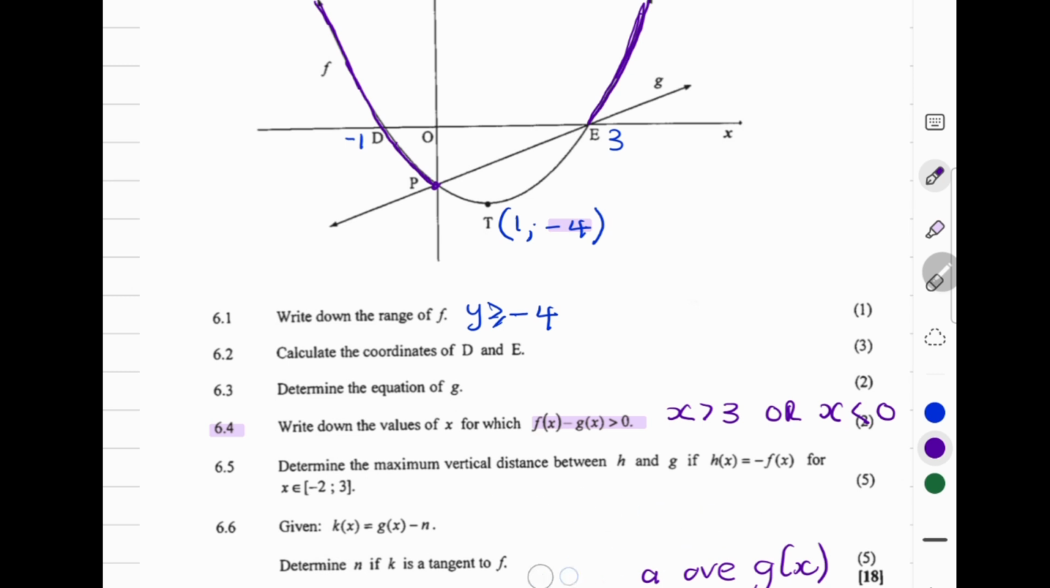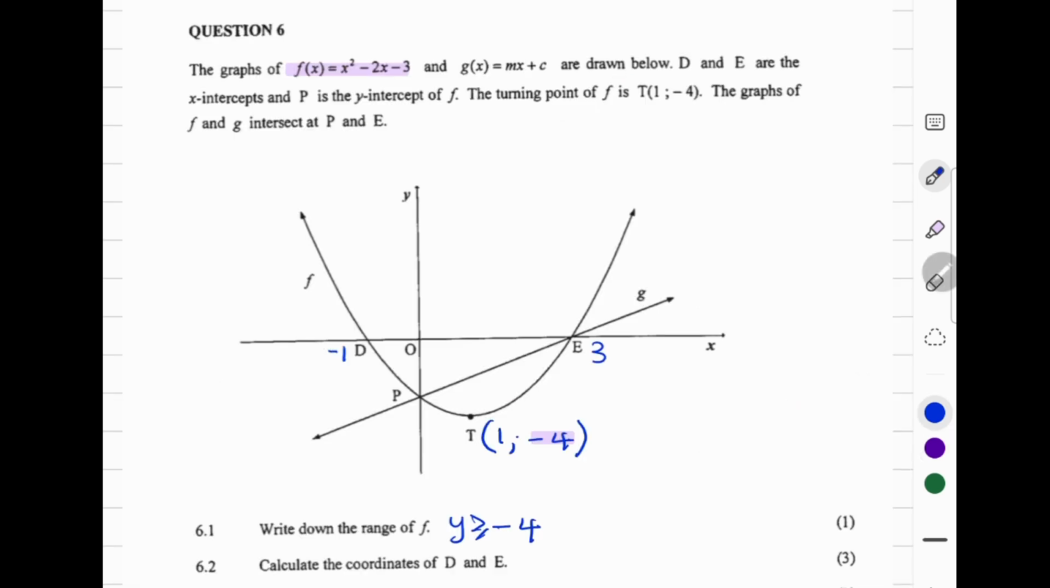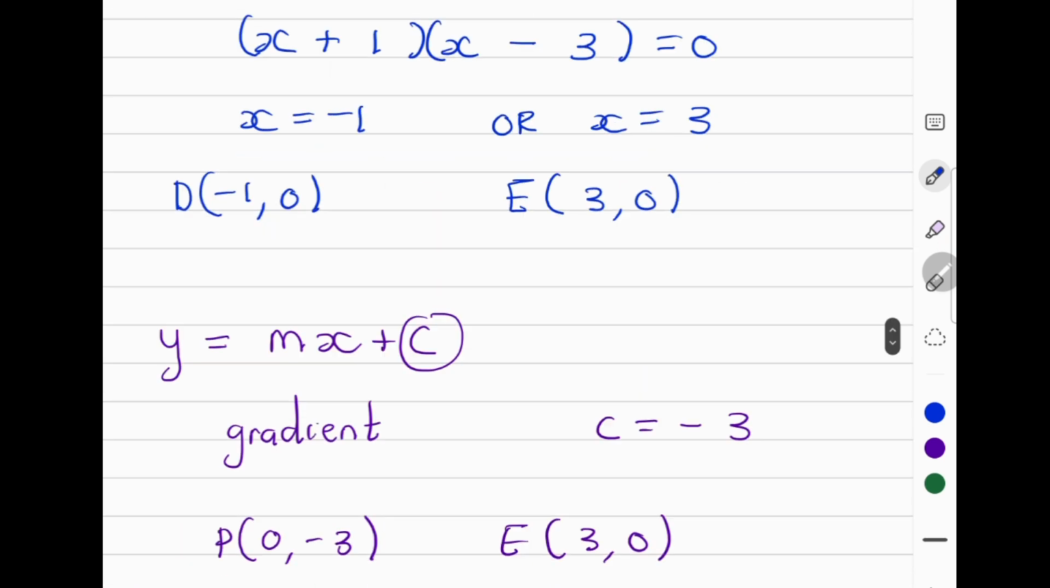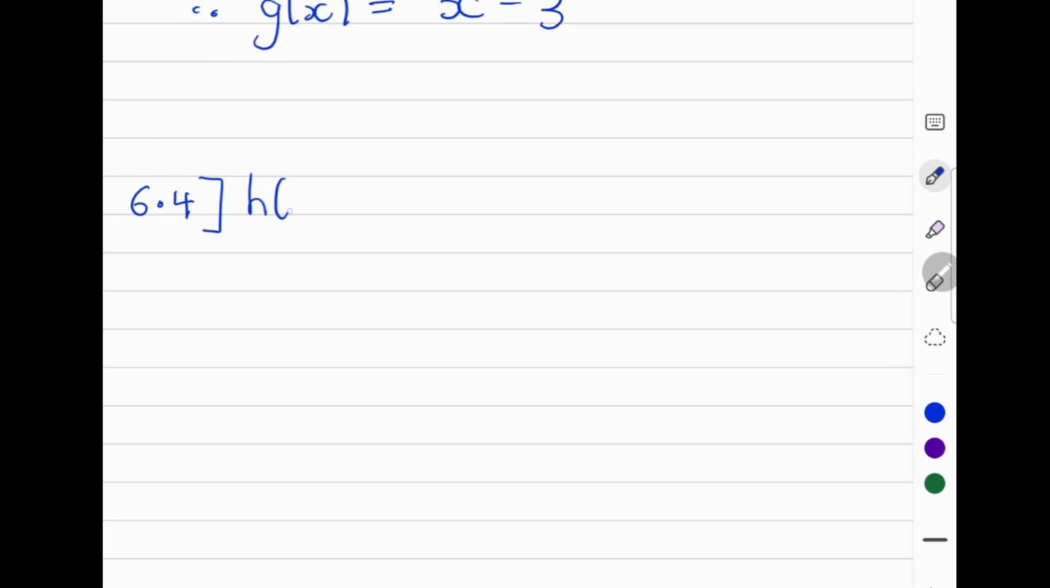And then looking at 6.5, we want to determine the maximum vertical distance between h and g if h(x) is equal to -f(x) for the interval -2 to 3. So for this question, we are going to have a new graph, which is h(x), and h(x) is equal to -f(x).